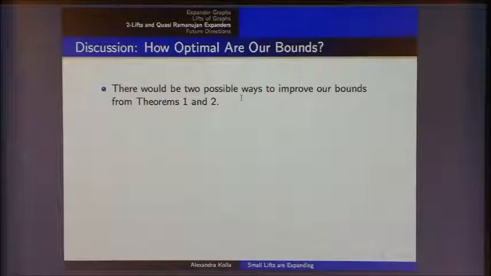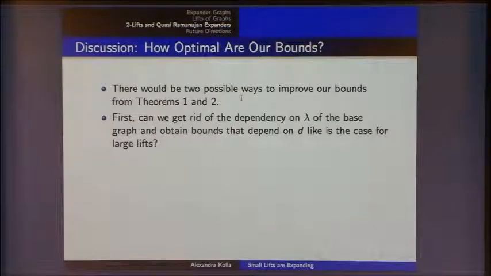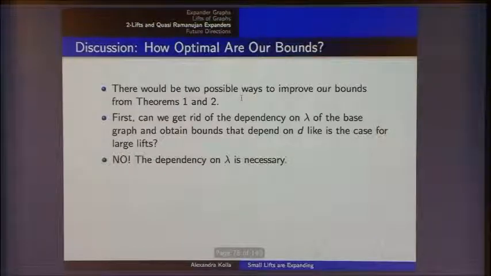But let's first see how optimal is this result. I mean, we saw before Bilu and Linial showed root d log^3 d, which is clearly not optimal because we get something stronger. But is this optimal, or can we get Ramanujan? Can we get something better? So there are two possible places where these theorems could be improved. One place is the dependency on lambda. As we saw in the large lifts case, there was no dependency on the base graph. We said any base graph, take an n-lift at random, it's almost Ramanujan. Can that happen here? And the answer is no. Suspense. Okay, the answer is no.